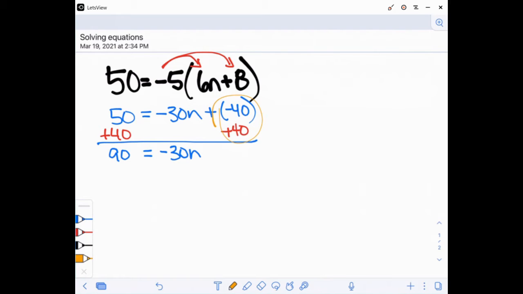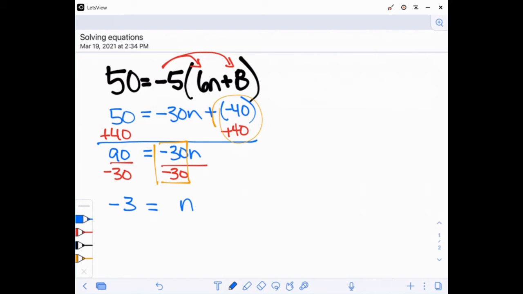Okay? So now I have 90 equals negative 30n. I want to know how much 1n equals. So I'm going to divide by negative 30, to create a giant 1. I created this giant 1 right here, negative 30 divided by negative 30. But what I do to one side, I got to do to the other. I divided both sides by negative 30. That leaves me with n on the right side and negative 3 on the left side. 90 divided by negative 30 is negative 3.